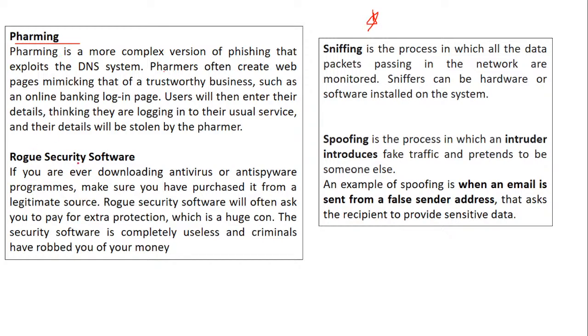Then rogue security software. Again, this is done very smartly. If you are downloading any antivirus or anti-spyware programs, you have to purchase them from a legitimate, proper, legal, authenticated source. Here what will happen is they will ask you to pay for extra protection, which is again a huge con. The security software is completely useless and criminals have robbed you of your money. So it means they are not an authenticated source of software. Is it clear? Fine.